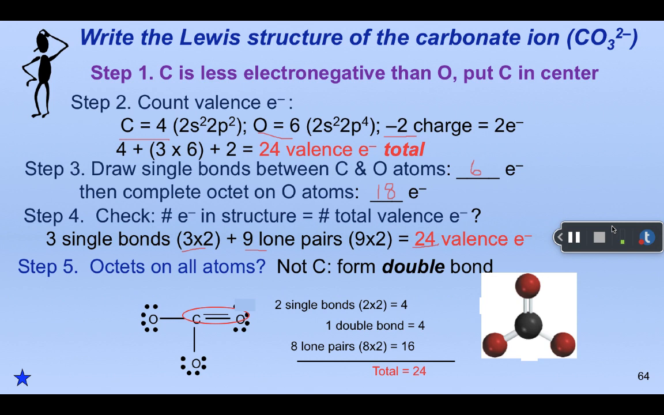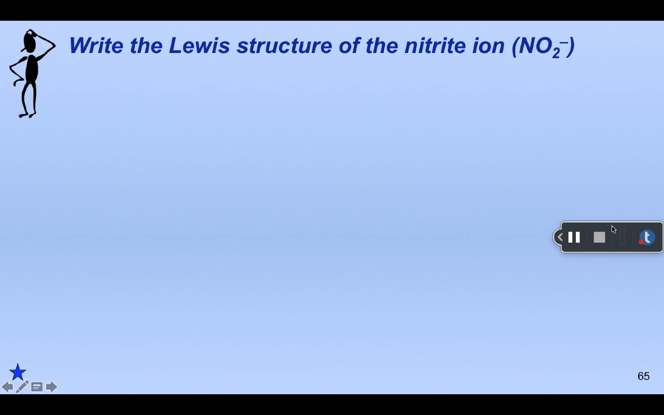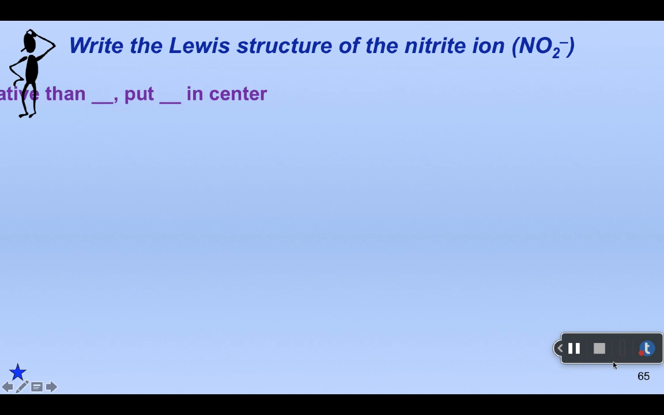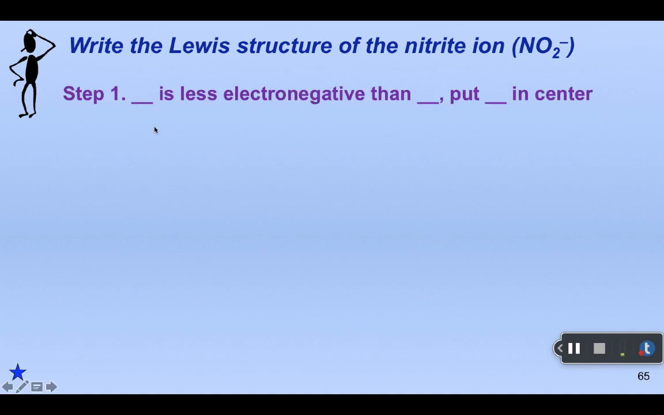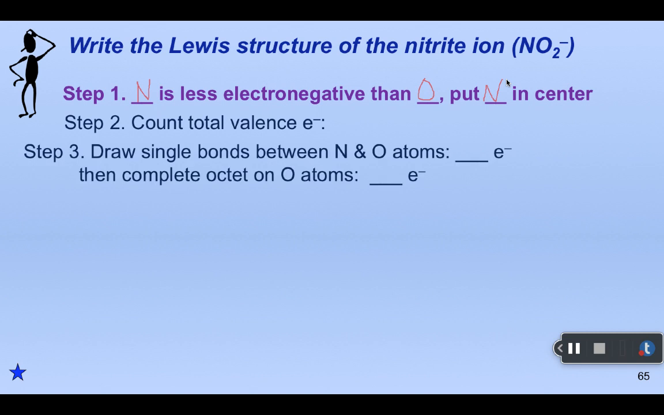All right, let's try another one that has a charge, an ion, and this time we'll do the nitrite ion. The nitrite ion, NO2 minus, so which one goes in the middle? Which one is less electronegative? I would certainly suppose that would be nitrogen, less electronegative than oxygen, so we're going to put the nitrogen in the center, and then we're going to count up the total valence electrons.